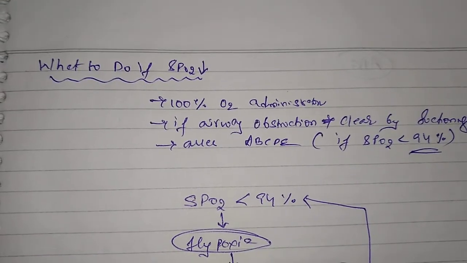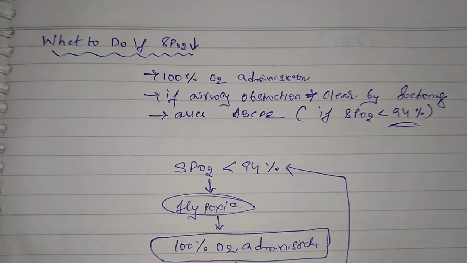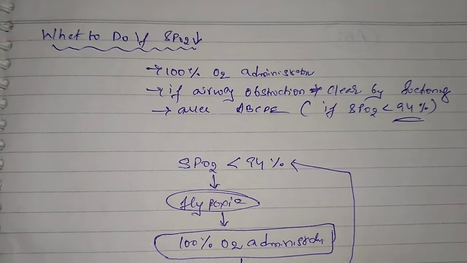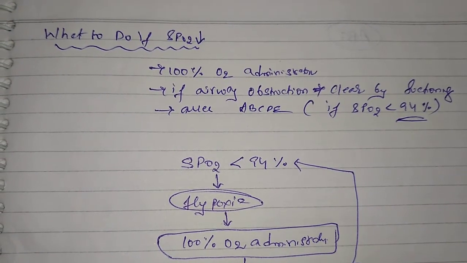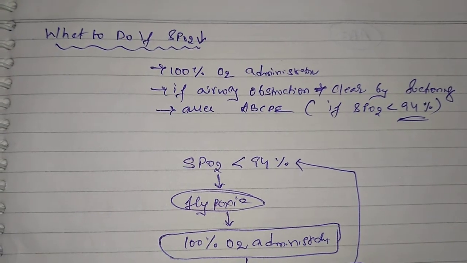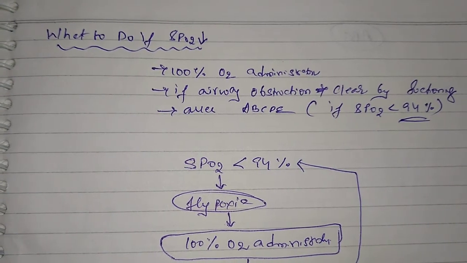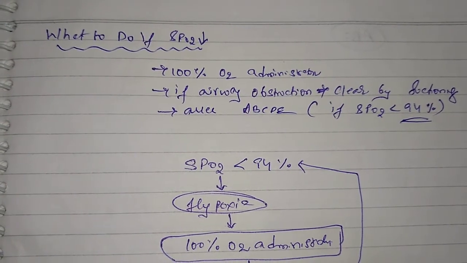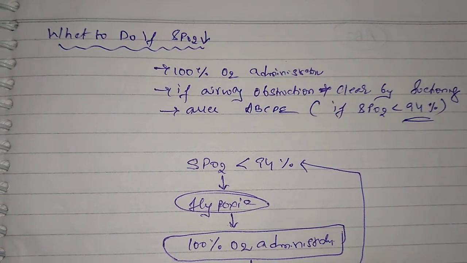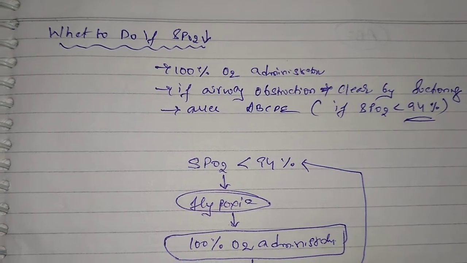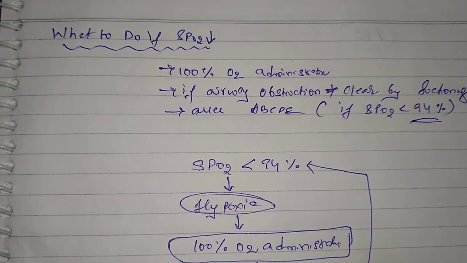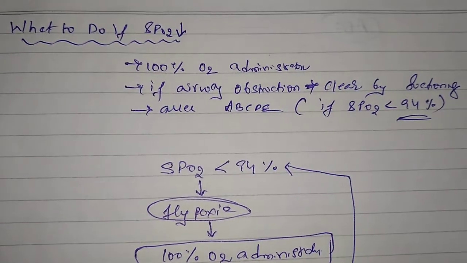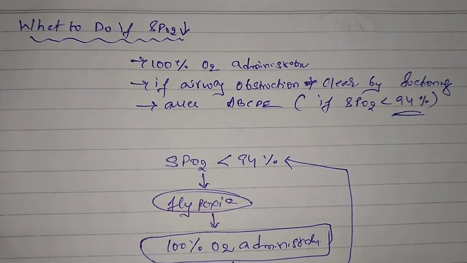What can we do if there is decreased SpO2? 100% oxygen administration. This can be done even before anesthesia. We do a technique called bagging, or before ET intubation we also do the bagging. Bagging means we give 100% oxygen with the help of an ambu bag to adequately oxygenate the patient, because this oxygen can stay for 3 minutes in the body. By the time we intubate, the patient will have enough oxygen in the body. And if there is obstruction of the airway, clear the airway by suctioning.